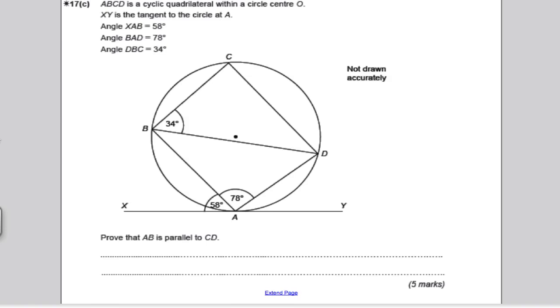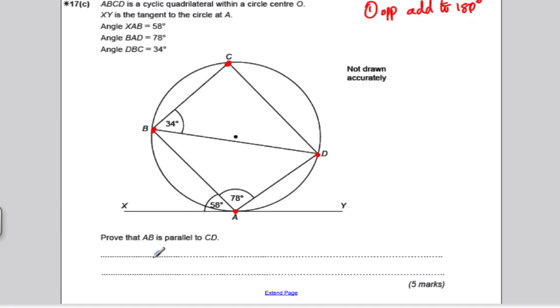Okay, a 5-mark question here. It talks about a cyclic quadrilateral. Here's our cyclic quadrilateral. The edges of the four-sided shape lie on the circumference of a circle. There's a rule we know there, and maybe if you're brainstorming, opposites add to 180. Okay, so we may use that a little bit later.